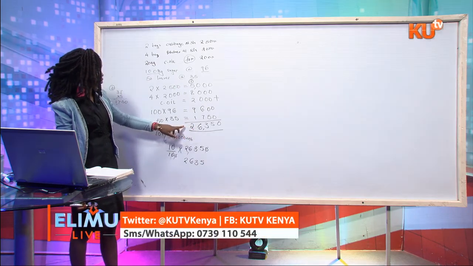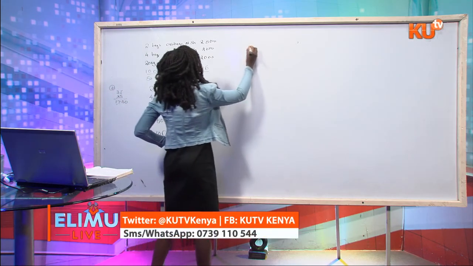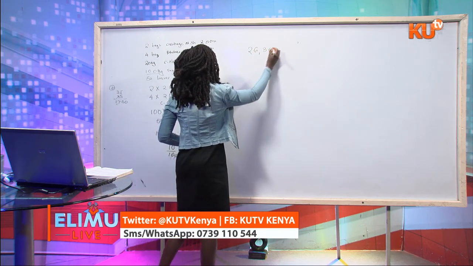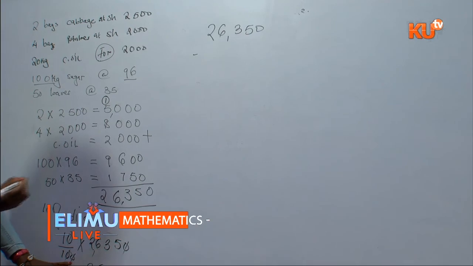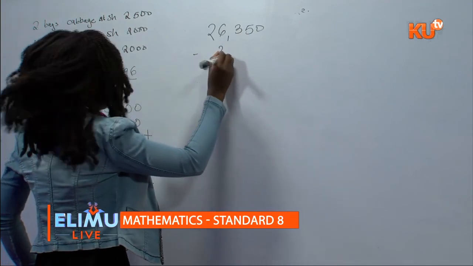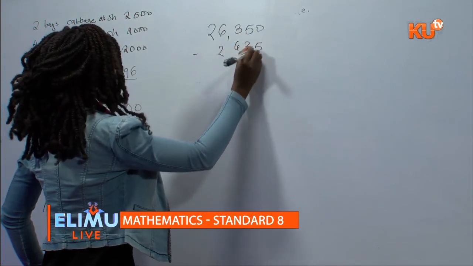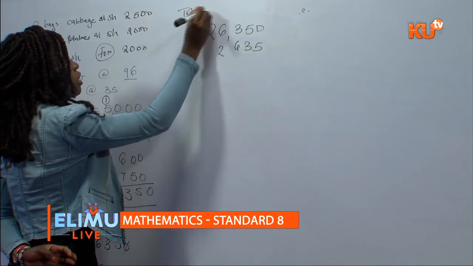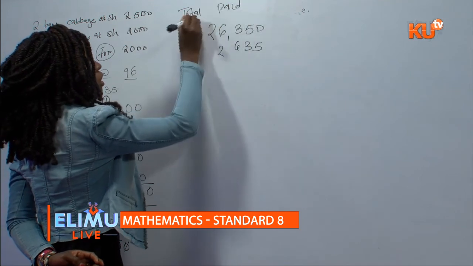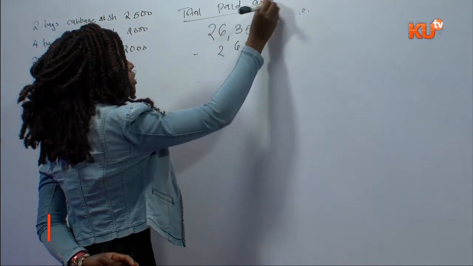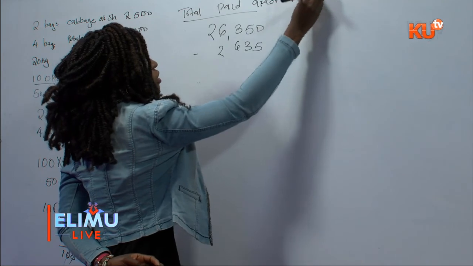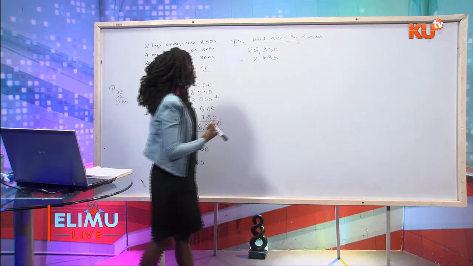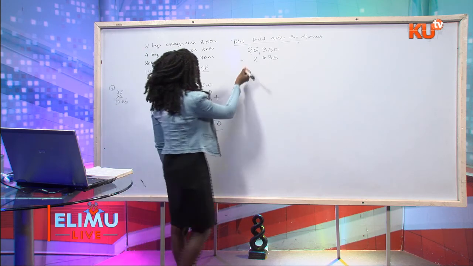So if this was the discount, it means that it was subtracted, or it was less from the total amount that he was supposed to pay. So we take the 26,350, we subtract the discount, and the discount was 2,635. So here we're getting the total paid. The total amount of money that he paid after the discount.